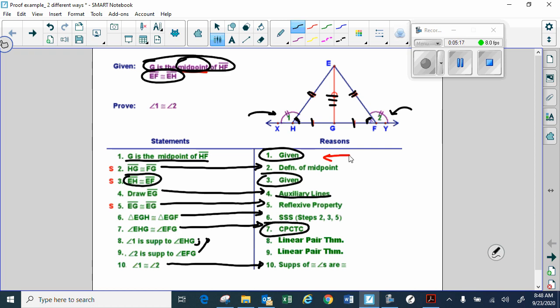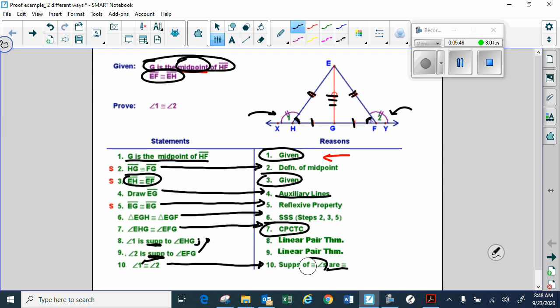Okay, and so supplements, remember they showed the word supplementary, that there's supplementary angles. Angle 1 is supplementary to its linear pair, and angle 2 is supplementary to its linear pair. Supplements of congruent angles. Okay, so the congruent angles are these black angles right here that use CPC, and angles 1 and 2 are called the supplements of those. Supplements of congruent angles are congruent.